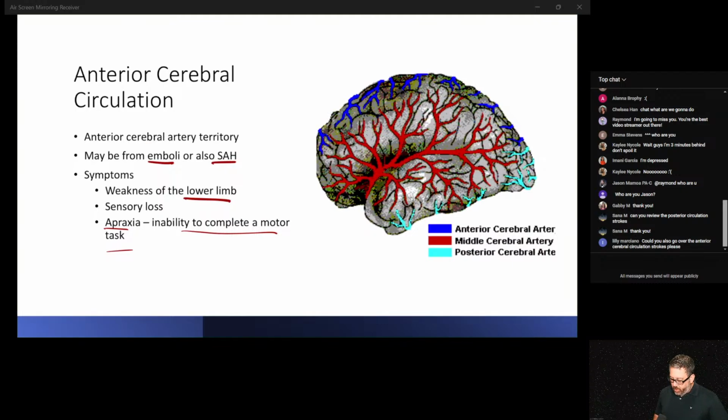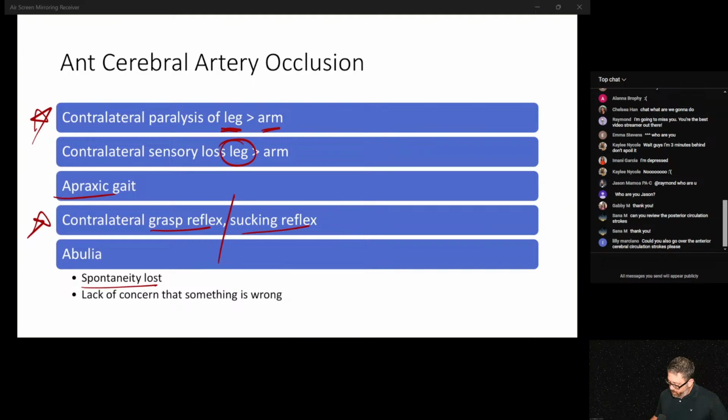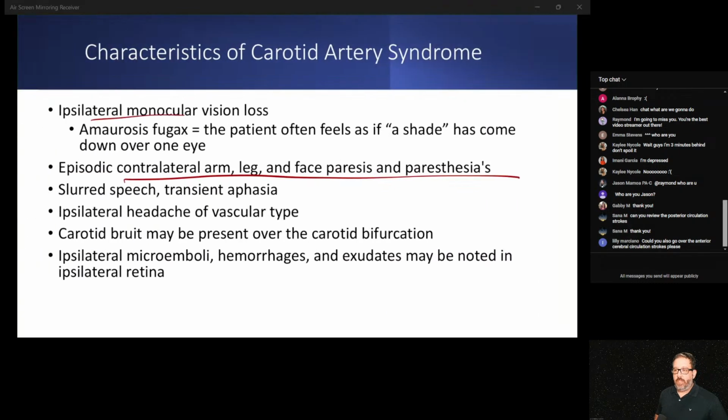Okay. Anterior cerebral artery territory, emboli, also a subarachnoid, can also call it an anterior circulation issue. Lower limb weakness, because the anterior cerebral artery feeds the homunculus part for the motor of the lower extremities. And apraxia, they can't complete a motor task. So anterior cerebral artery occlusion: contralateral paralysis of a leg over the arm, sensory loss, again, they may have that, apraxic gait, contralateral grasp reflex and sucking reflex, and abulia, loss of spontaneity and lack of concern. So that's the big thing with the anterior cerebral circulation.